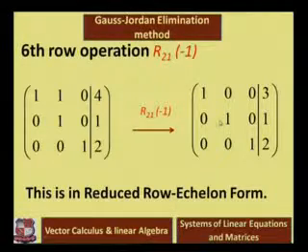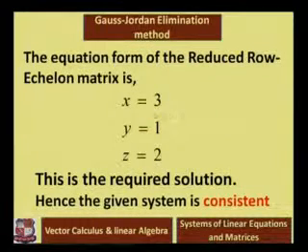Write this reduced row echelon form matrix in equation form. We get x is equal to 3, y is equal to 1 and z is equal to 1. This is the required solution, and this is the case of a unique solution. In the given system we get the solution, so this is the case of a consistent system.